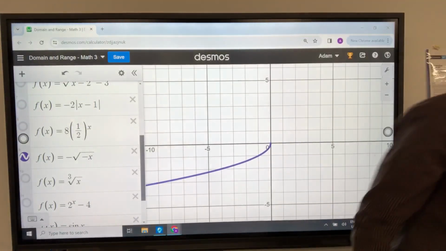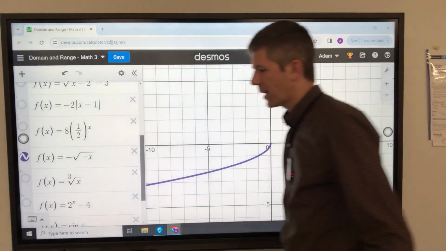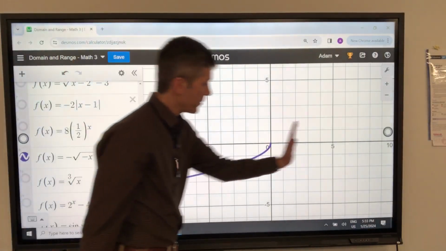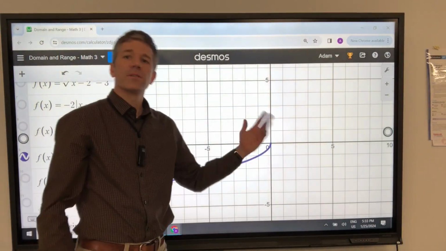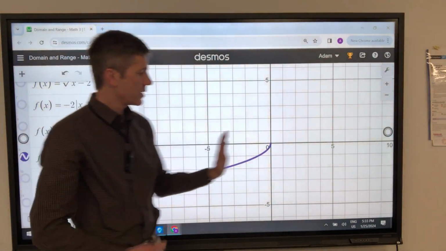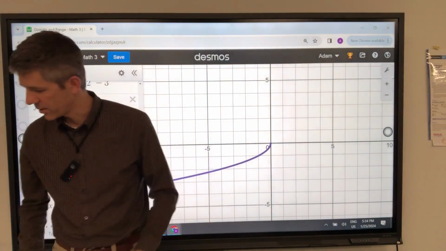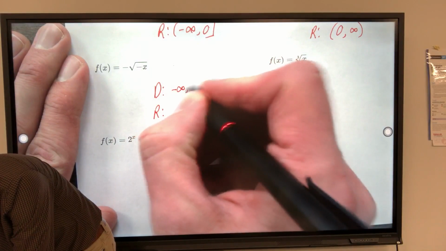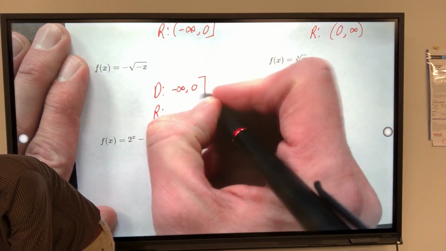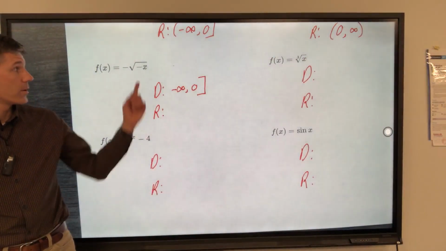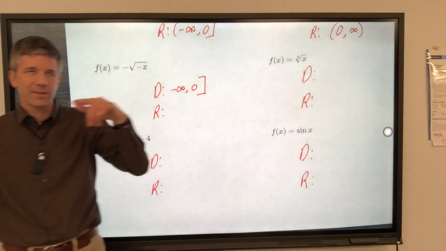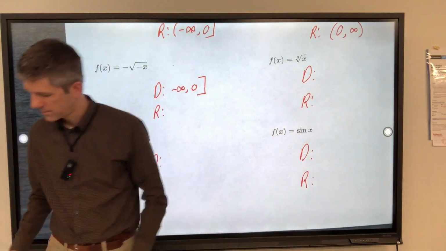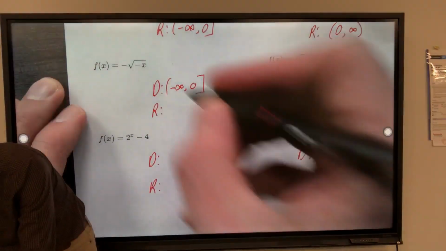And as I do that, again, looking from left to right to see what my x values could be, what my y values could be, from negative infinity to 0. So my domain is negative infinity to positive, well, to 0, just plain old 0. So let's go ahead and write that down. Negative infinity to 0, including 0, because you could plug a 0 right there. And I know you'll be like, oh, but you can't take the square root of a negative number. It's 0, so it's okay. You're fine. There we go.